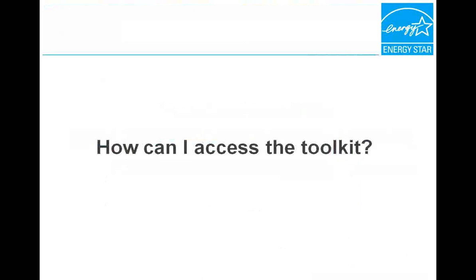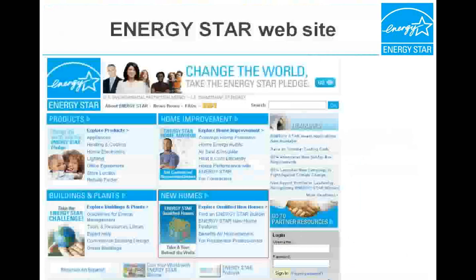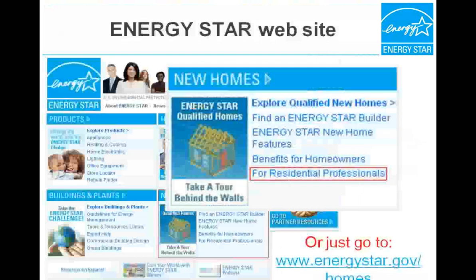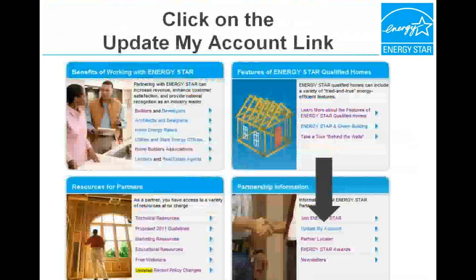Next, let's talk about how you can access the marketing toolkit online in just a few clicks. First, you'll want to go to the Energy Star website homepage at www.energystar.gov. Then, go to the New Homes section in the bottom right-hand corner and click on the link for Residential Professionals. You can also go straight to energystar.gov/homes to access this next page.